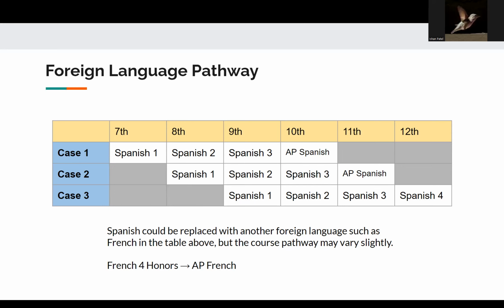For French, it's slightly different. There are 4 levels, but French 4 honors is a weighted course. After French 4 honors, you can take AP French, which is an AP course. Spanish and French are offered at school, but some students also take Chinese outside, and there is an AP Chinese exam as well, which they get credit for. I don't think that applies to many people here, but it's something to mention.